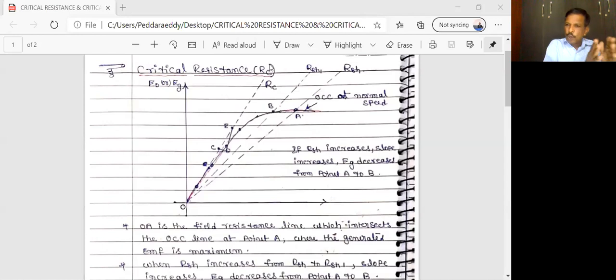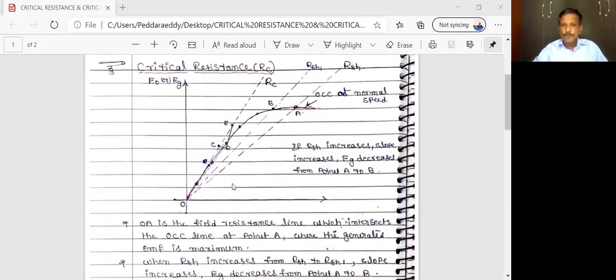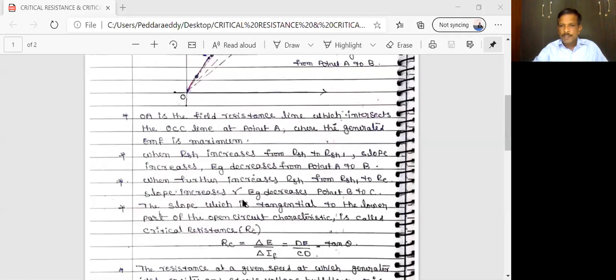We are going to draw a number of slopes, but one slope which touches the initial part of the OCC curve is called the critical resistance slope or critical resistance curve. Okay, are you clear now what is critical resistance? It is the slope which touches the initial portion of the OCC curve. I will show you in another diagram.